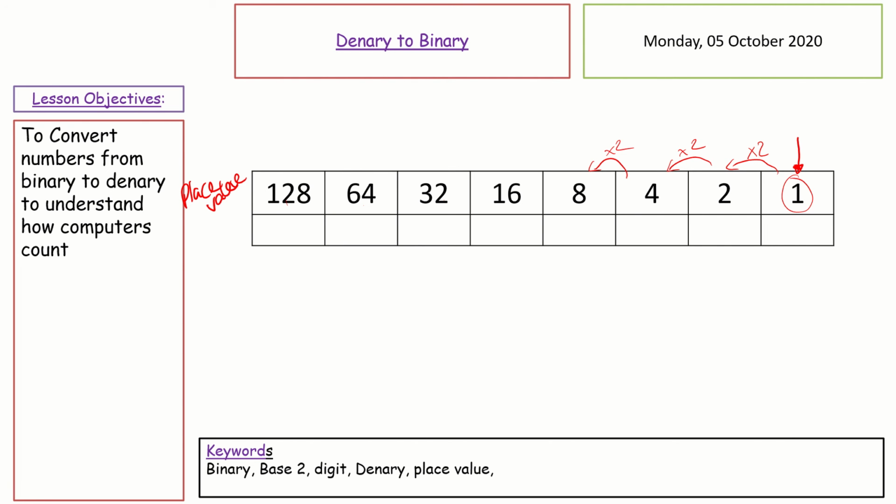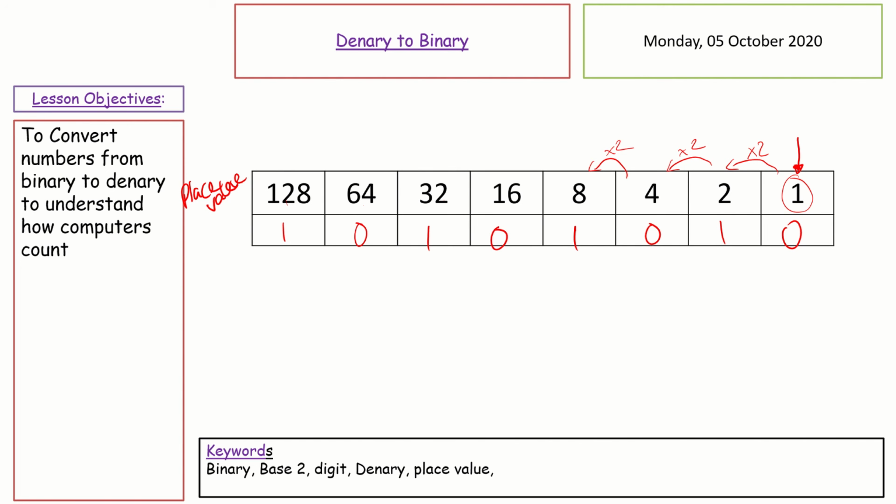Now we can use that to help us convert a binary number into a decimal number. So I'm just going to pick any number. I'm just going to pick 10101010. Now remember I said that 1 means on and 0 means off.